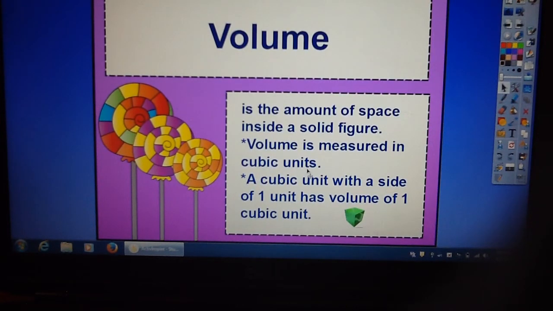And what is a cubic unit? A cubic unit is a cube that has a side of 1. The sides are all 1, so this is actually equal to 1 cubic unit. So that's what we're talking about when we're talking about volume.